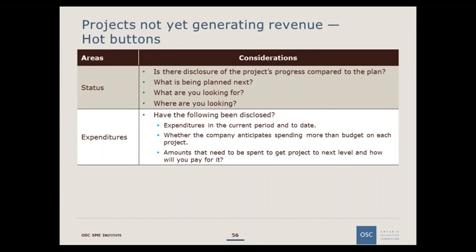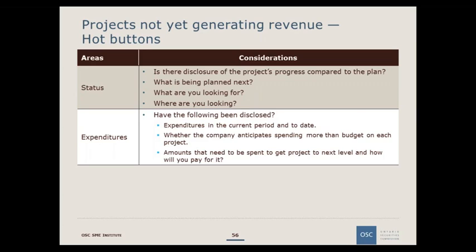This slide identifies some hot buttons to keep in mind when preparing disclosure for projects not yet generating revenue. Overall, you're required to describe the project and talk about the status and expenditures relative to the big picture on a property-by-property or a project-by-project basis. When describing a project, issuers do not need to repeat the history of a project in every MD&A.